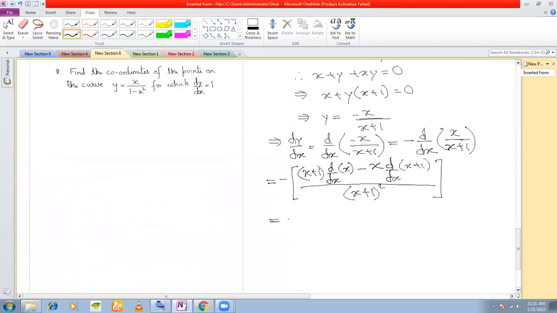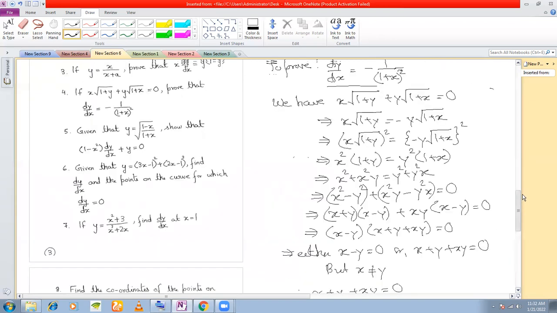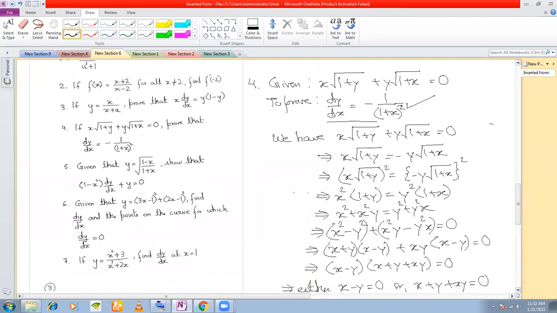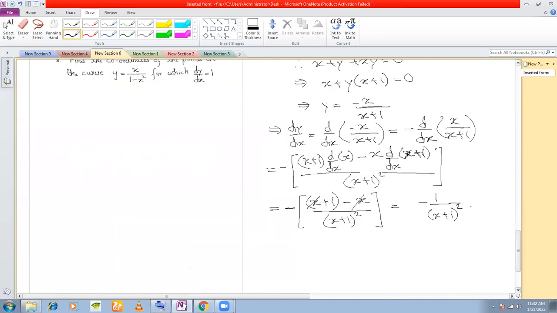So you get minus x plus 1 into d/dx of x, which is simply 1, minus x into d/dx of x plus 1. This is of the form ax plus b, a linear polynomial. The differentiation of this will be only the coefficient of x, which is simply 1, divided by x plus 1 square. So you get here, this x and this x is going to cancel. So you are going to get minus 1 by x plus 1 square. This is equal to dy/dx. And was this the required proof? Yes. We need to show that dy/dx is equal to minus 1 by 1 plus x square. Hence proved.